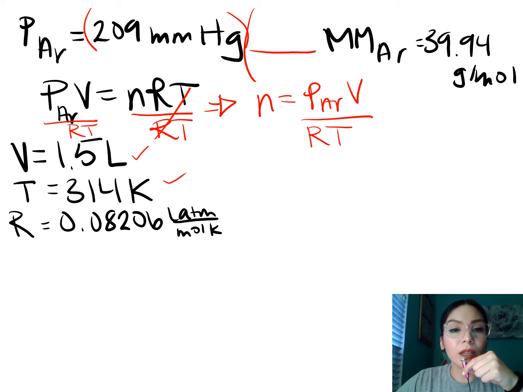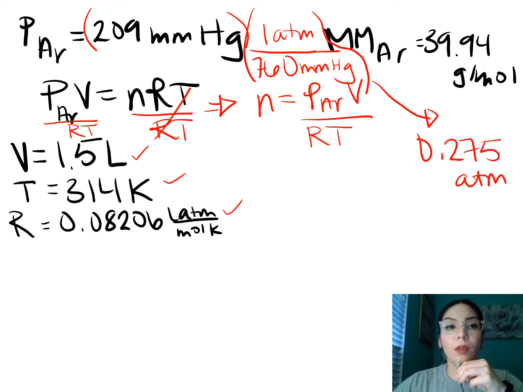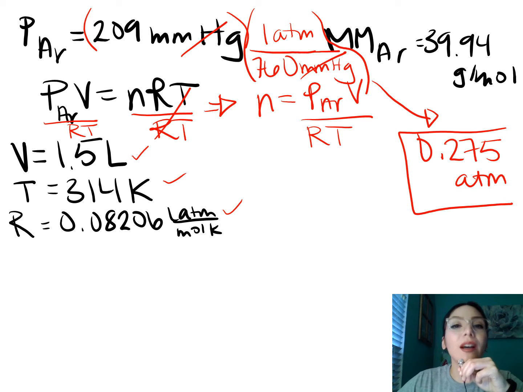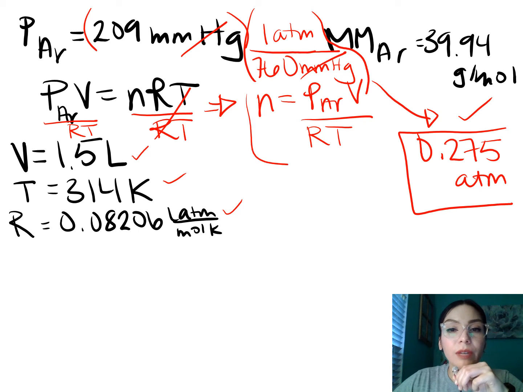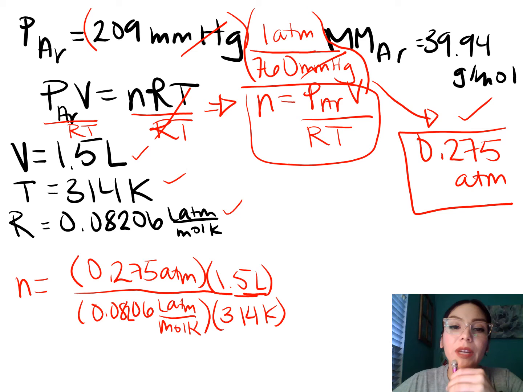Everything else, for the most part, is pretty much set up. We have liters, Kelvin, and we have our constant. So all we need to do is convert that partial pressure. So I went ahead and set up my millimeters mercury, and then I got 0.275 atm. So now we finally have everything ready in the correct units to plug into our equation right here. So I went ahead and plugged everything in.